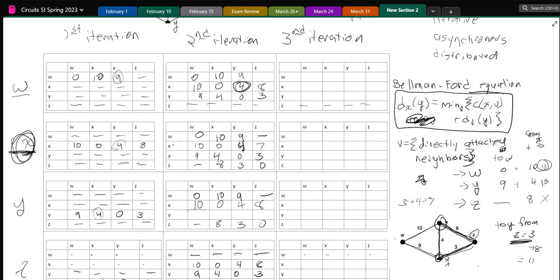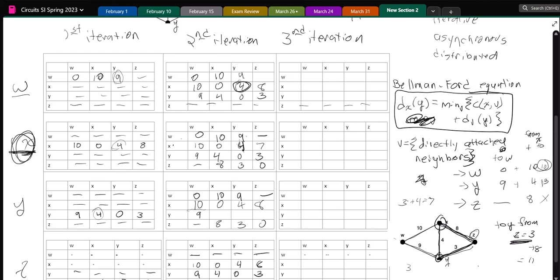My other choice would be to go through Z. To get to Z costs me 3. And then what's my cost from Z to W? My cost from Z to W, I don't know it, so I can't use it. So that's not an option, so I'm just going to use 9. Okay, now I want the cost from Y to X.